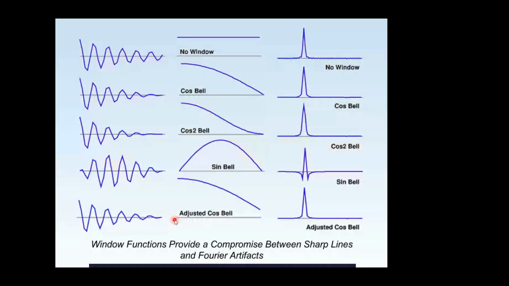Now, we try to ameliorate these truncation wiggle artifacts and the broadness of the NMR lines that we get by applying digital filters. They're also called window functions or apodization functions. We take our time domain data and multiply it by some function so that when we Fourier transform the data, we can either sharpen the signals at the expense of increasing the truncation artifacts, or we can broaden the signals to reduce the truncation artifacts. And so applying these window functions is very useful. We do it all the time, but it is kind of a compromise between line width and artifacts.